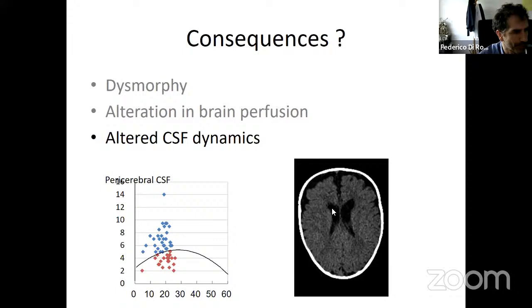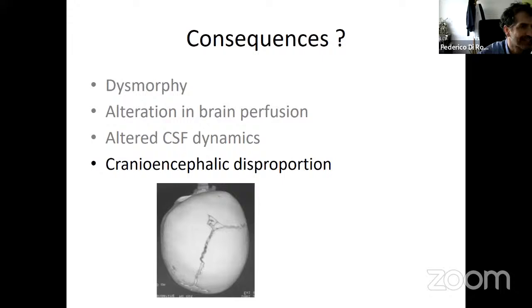Ventricles are larger than normal, and we can have this problem in the intraventricular, also pericerebral CSF, cerebrospinal fluid accumulation, which might be abnormal in these children. Then finally, there is the problem of disproportion. You see here in this plagiocephaly, the affected side of the skull is smaller in volume compared to the other side. So there is a reduction in the volume in which the brain can grow.